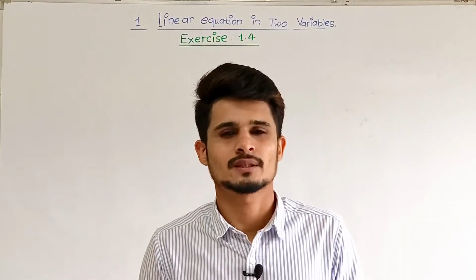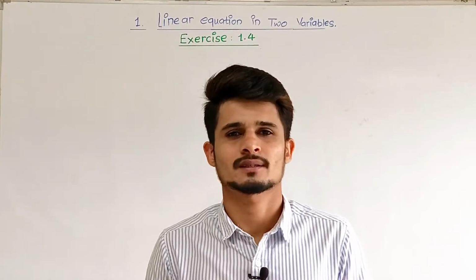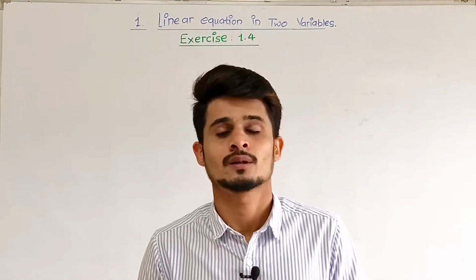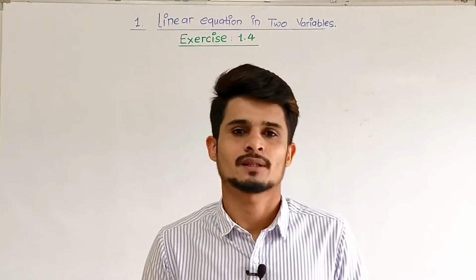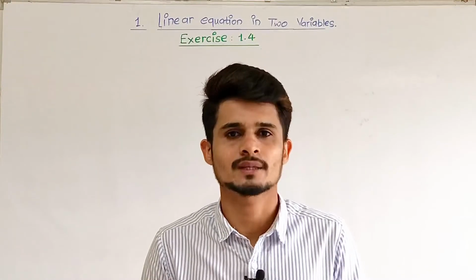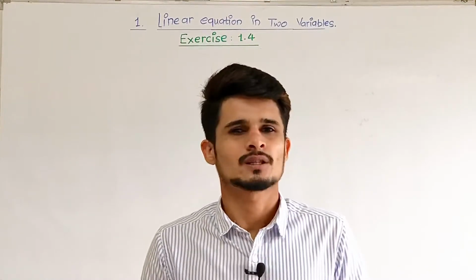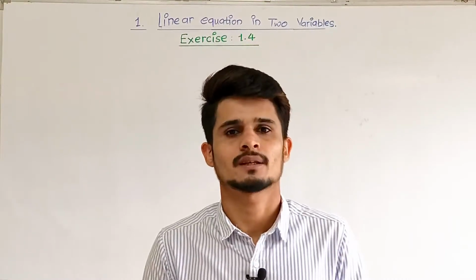Today we are going to study algebra chapter number 1, linear equation in two variables, exercise 1.4. So in this exercise we just have to solve the simultaneous equation, that is, just have to find the value of x and y. There is not a lot of theory for this exercise, so we'll directly start with an example.